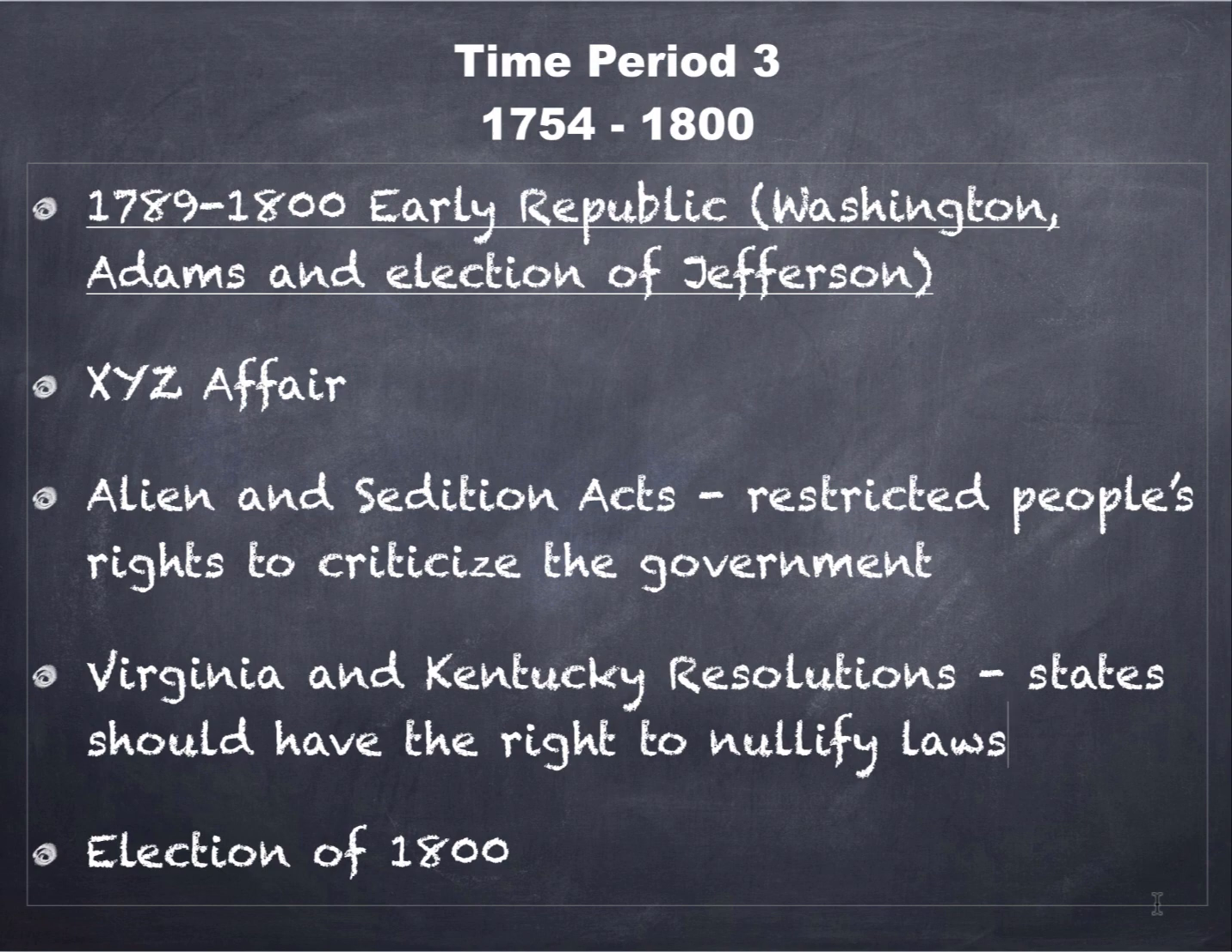Anyway, somebody asked me to repeat the XYZ affair. The XYZ affair, we sent representatives to France to try to get them to stop impressing us. And they wanted money just to meet, not even to get the impressment ended. They just said, if you want to meet us, give us money. And our phrase was millions for defense, but not one cent for tribute. In other words, we're not going to just give you money for a bribe. And when they came back, there was a lot of anti-French sentiment.